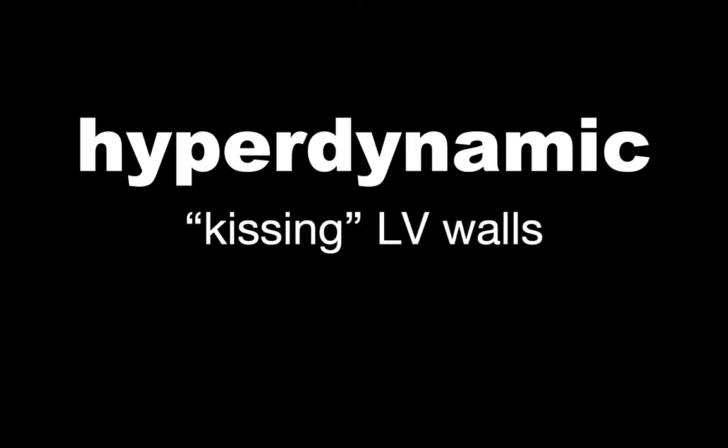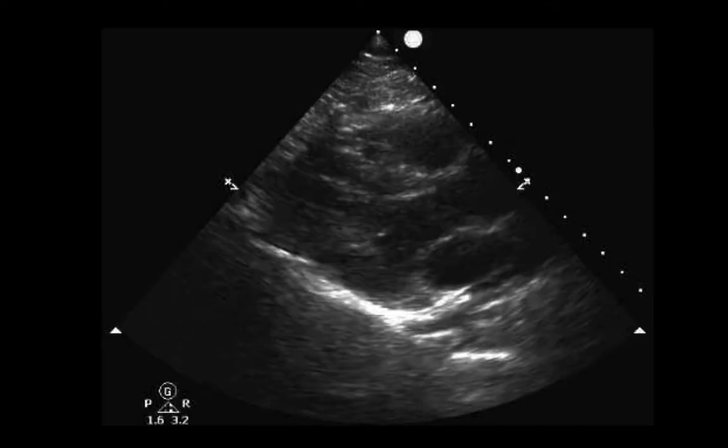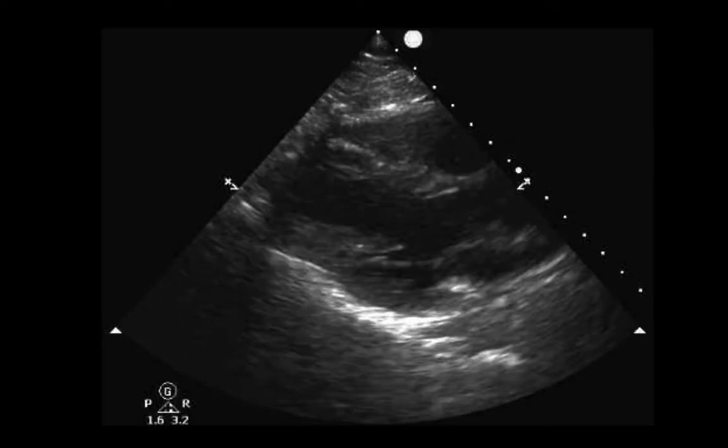Next, we'll talk about what hyperdynamic states look like. So again, pay attention to those LV walls, and in these cases, the LV walls are going to be touching with every beat. They're going to appear to be kissing every time the heart enters systole. We'll also talk about the supplemental tools in a little bit and how those could also help you to guide management in these patients. Here's the parasternal long view of a patient with a hyperdynamic state.